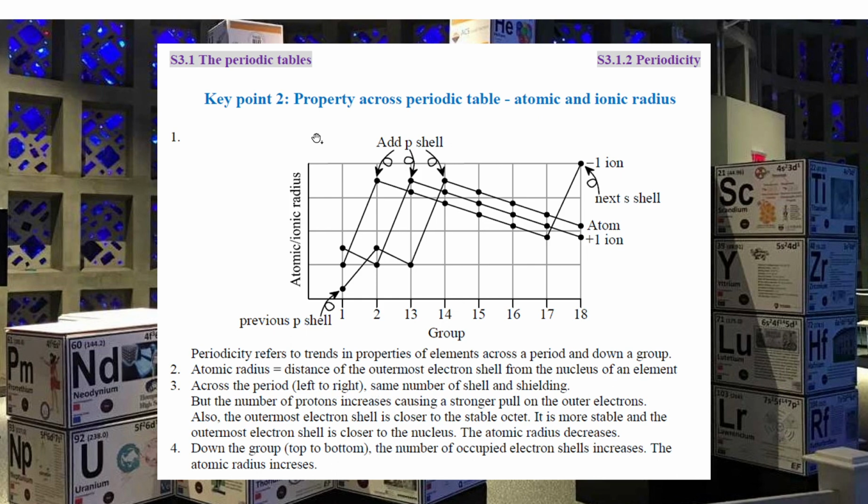The concept is, when we move from left to right, the same number of shells and the same shielding, but the number of protons increases. So there's a stronger pull on the outermost shell electrons. This is the key for everything, explained by the same concept: more protons, more pull. So the outermost shell electron is closer to the nucleus, and the atomic radius decreases in general. But there's a jump when you have a new subshell, P. Going down the group, the number of occupied electron shells increases, so the atomic radius increases.